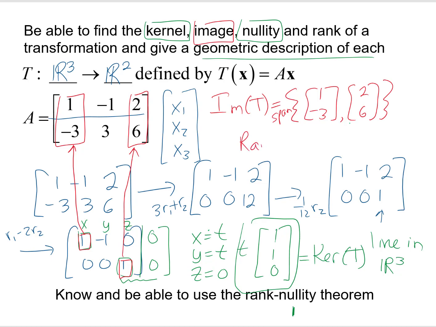So the rank is the dimension of the image, and the image is built with 2 vectors, so its rank is 2. The rank nullity theorem says if you add the rank, which is 2, plus the nullity, which is 1, it will equal the dimension of the original space, and the dimension of the original space was 3. So there's the rank nullity theorem, and it does check out because 2 plus 1 equals 3. Geometric description of the image: we have 2 vectors to build with, and we're building in R2, and so the geometric description is it's all of R2 because it's built with 2 vectors in a 2-dimensional space.